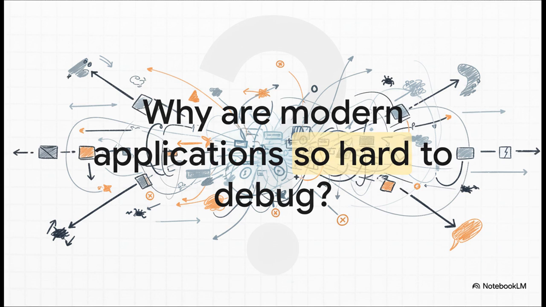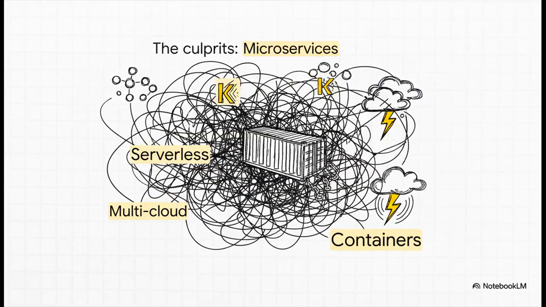Why is it that the apps we build today, the ones that are supposed to be super powerful and scalable, are so incredibly hard to figure out when things go wrong? Well, the culprits are all right here. Our systems aren't just one simple program on one server anymore. They're these sprawling, complex webs of microservices, containers, and serverless functions scattered all over different clouds. And all that complexity creates a massive visibility problem. Bottom line, you just can't fix what you can't see.